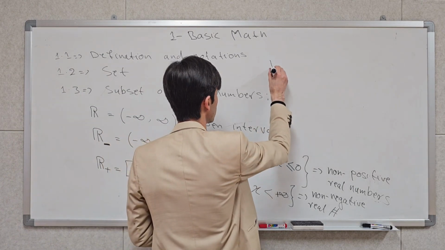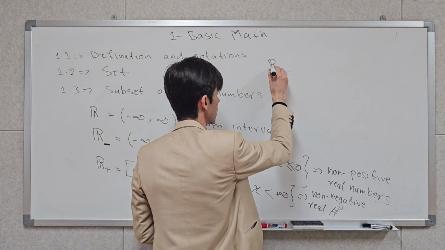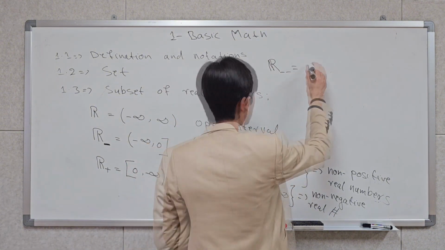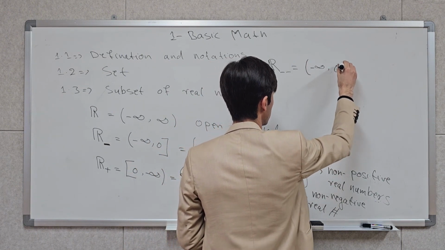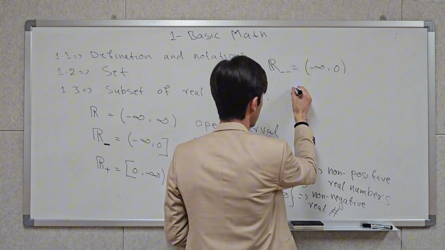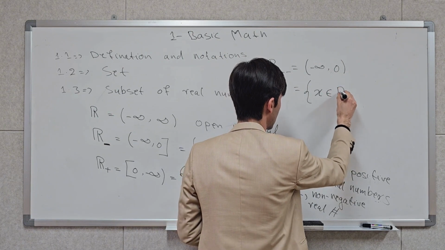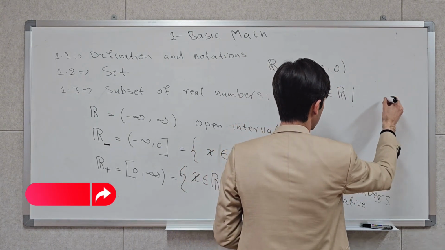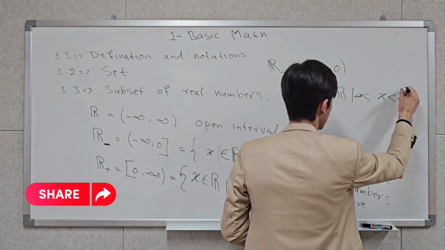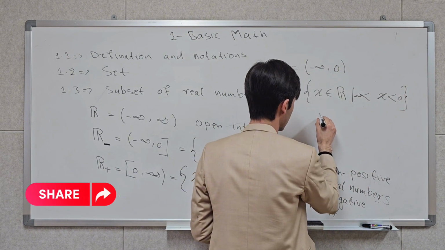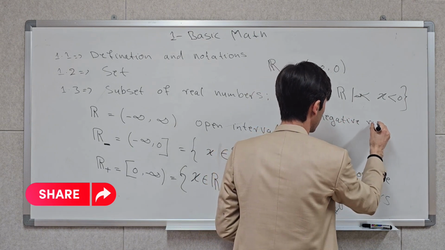And also this one, R negative. It's from negative infinity to 0, and it does not include 0. So we can write x in real numbers such that x is less than 0 and greater than negative infinity. It's negative real numbers.